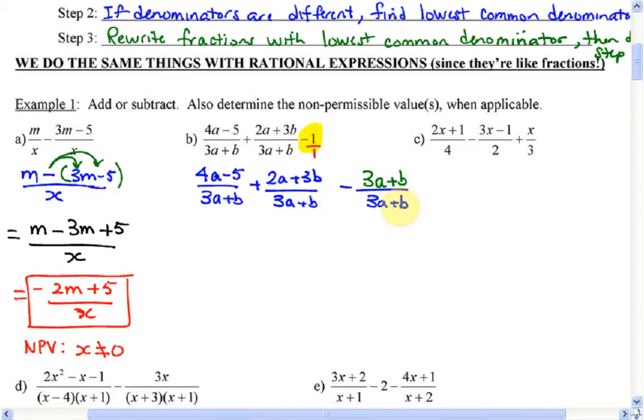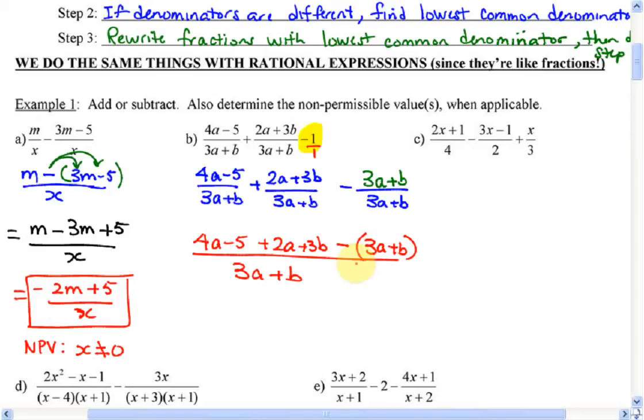So once again, all I did in this first line is find the lowest common denominator, and I rewrote all the fractions using that lowest common denominator. Okay. Since the denominators are the same, what are we going to do now? All we need to do is just add or subtract. So all I'm going to do now is take the 4a minus 5, add to that 2a plus 3b, and subtract the 3a plus b. And what should I put around the 3a plus b here? A bracket. Because once again, like example number 1, the minus sign applies to the entire fraction.